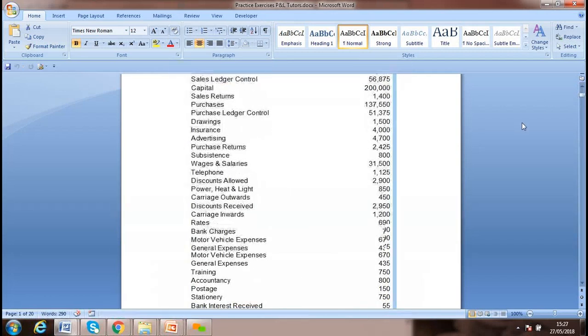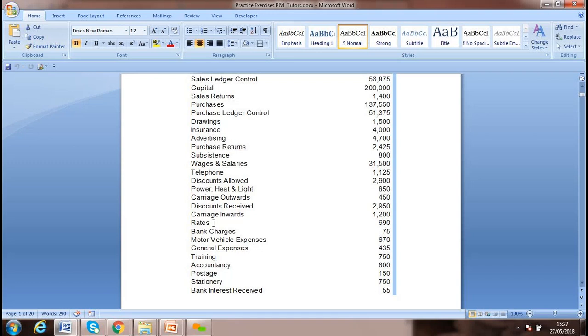Okay, next we have rates. Rates means taxes, the council tax rates we are paying, like water rates. Taxes are called rates, council tax, and that's a debit, an expense for a business.